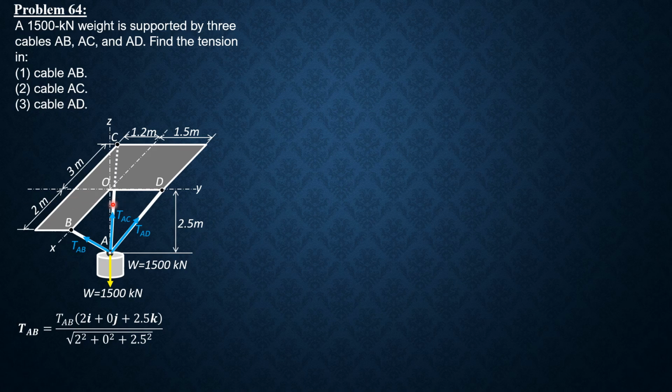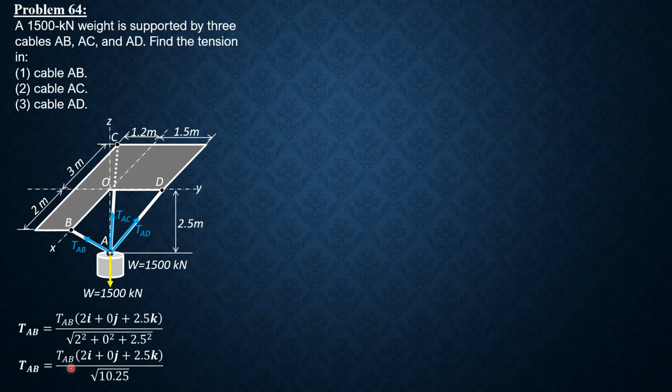So no movement along Y. So that's why it is 2I, then 0J, no movement along Y, then positive upward 2.5 along Z. So 2.5K divided by distance, square root of 2 square plus 0 square plus 2.5 square. Simplifying, that's TAB times 2I plus 0J plus 2.5K over square root of 10.25.